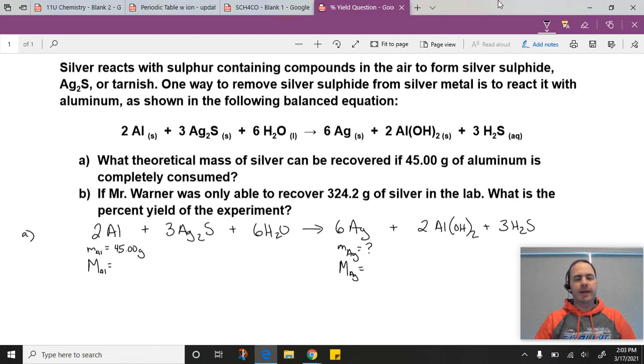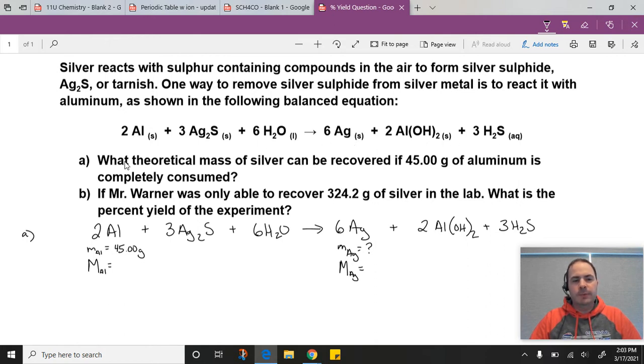All right, we're taking a look at a reaction involving silver. When we look at silver on a normal basis, if you've ever seen any, what happens over time is that silver will tarnish, and that's because it reacts with sulfur-containing compounds in the air to form silver sulfide. Now, one way to remove the silver sulfide from the silver metal is to react it with aluminum, as you can see in the balanced chemical equation provided here.